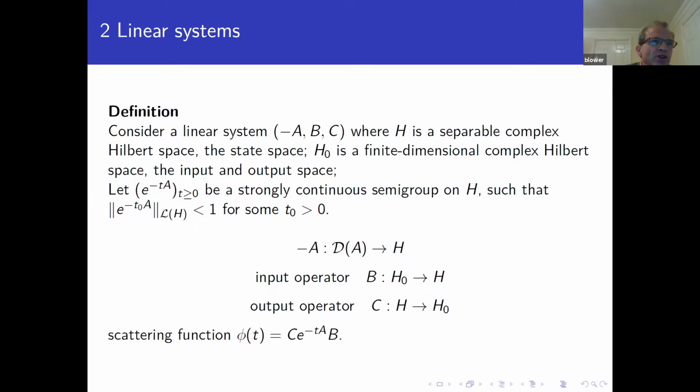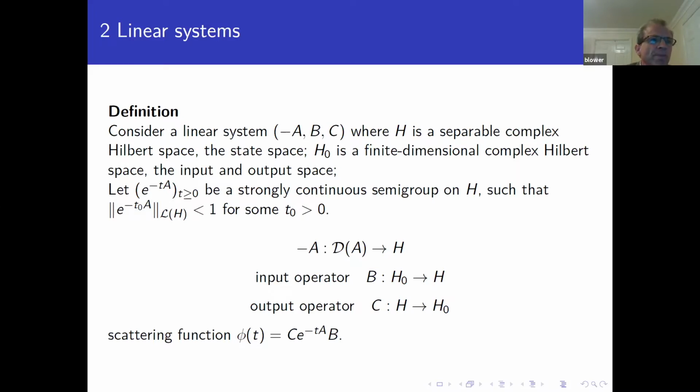On the state space, we're going to take a strongly continuous semigroup, e to the minus tA, and just for simplicity, we can take the operator norm of e to the minus T naught A to be strictly less than 1 for some positive T naught, and that's going to make sure that various integrals converge. So we have minus A going from the domain of A to state space H. The input operator goes from the input space H naught to the state space, and then the output operator C takes us back from the state space to H naught, and the output space is coincidentally the same as the input space.